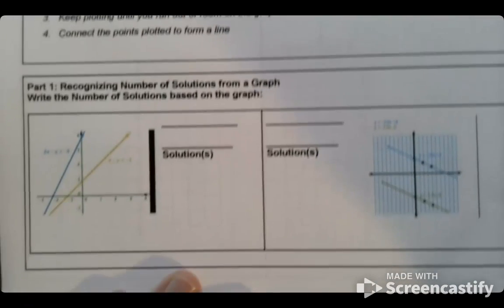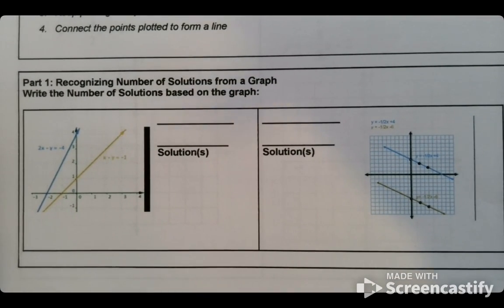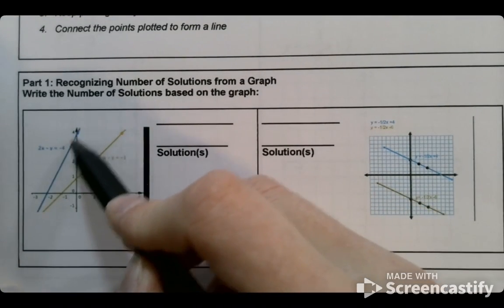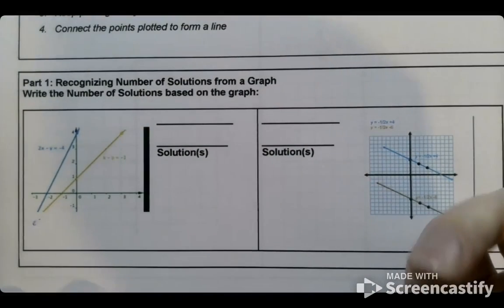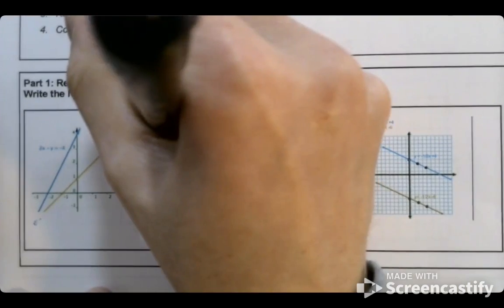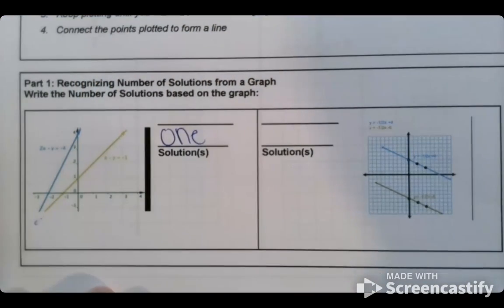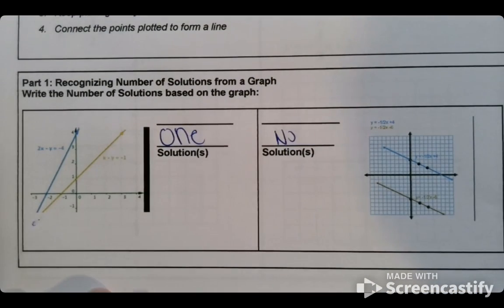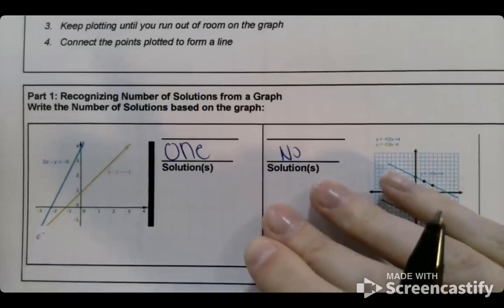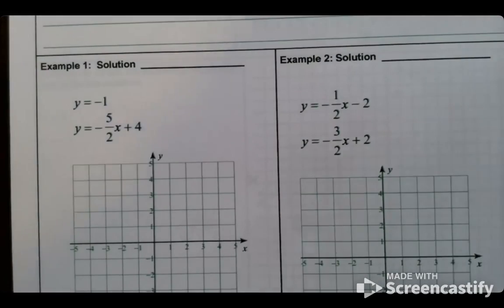So what I want to look at here is two quick examples. Notice how these two eventually down here would intersect. So that would have been one solution. What would you call this one? No solution. Okay, so that's just a quick visual, and then we're going to get right down to it.